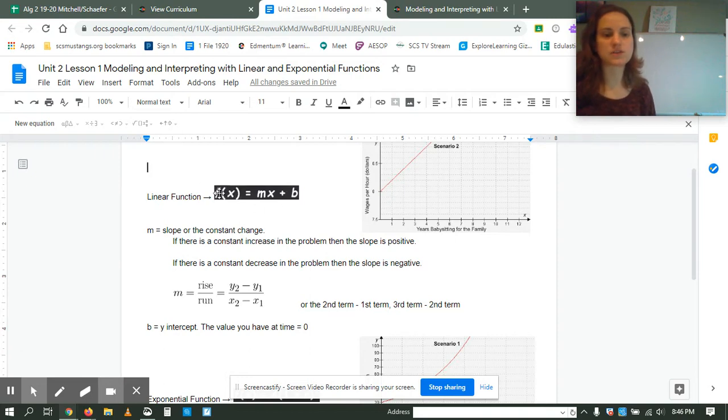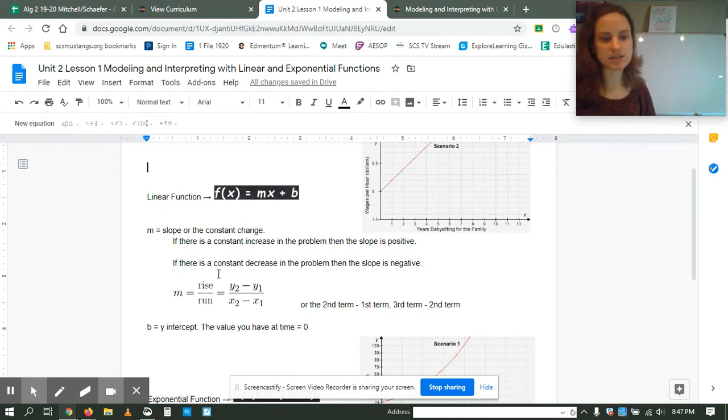Remember, f of x is just another way to say y. f of x is equal to mx plus b, where m is our slope or the constant change. If you look at your steps and go from one step to another, the numbers are changing by the same amount every single time. Like they're going by ones or by twos, each column is changing the same. If there's a constant increase in the problem, the slope m is going to be positive.